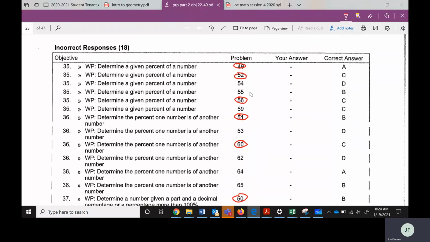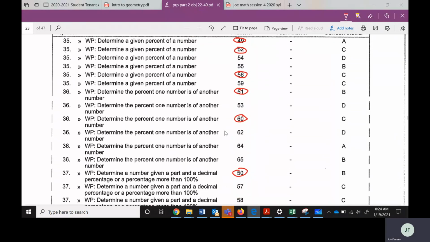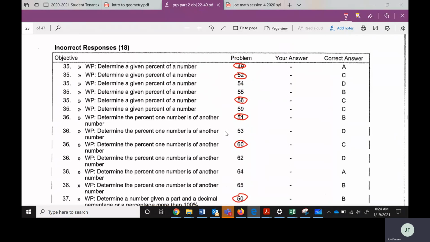So if you did 55 and you got B, good. The other way to use this is if you're looking at doing 55 and you can't figure out what to do, 55 is an objective 35 problem. Well, we did 3 of those. So it's going to be like either 49, 52, or 56. Okay, and so that's how you use this page. So now your job should be practicing some of those problems.